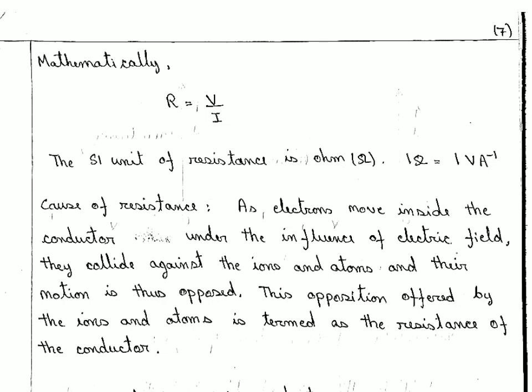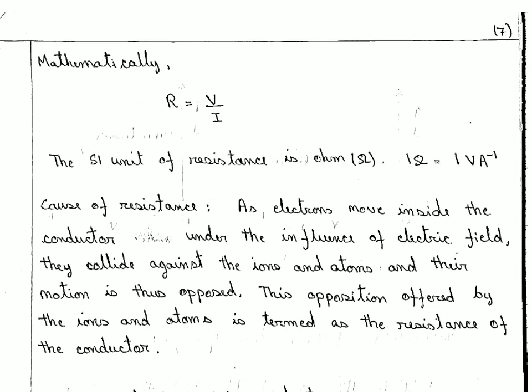Now, the cause of resistance. By resistance, what we mean is that the resistance of a conductor is the opposition which the conductor offers to the flow of current. As electrons move inside the conductor under the influence of the electric field, they collide against ions and atoms, and their motion is thus opposed.